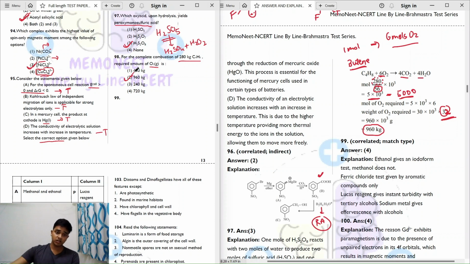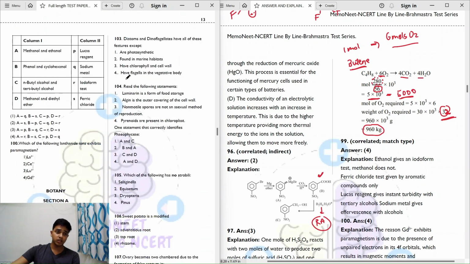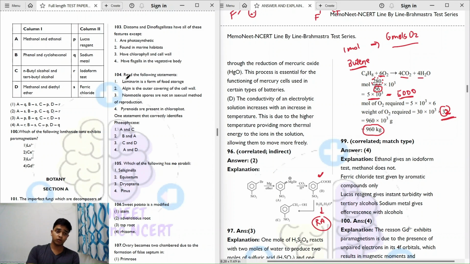Moving on to the next question, we have a match the following type of question. We have 4 different mixtures, right? We have methanol and ethanol, phenol and cyclohexanol, and so on. We have to tell which of the following tests can be used to separate or distinguish the 2 given compounds.